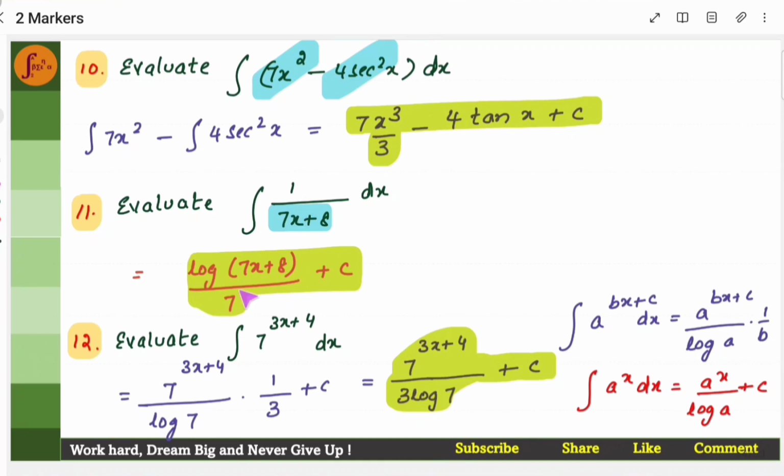What is the integral of 1 by x? Log x. But instead of x, what do you have? 7x plus 8. So put 7x plus 8. And always put the coefficient of x in the denominator. What is the coefficient of x? 7. Put it in the denominator.